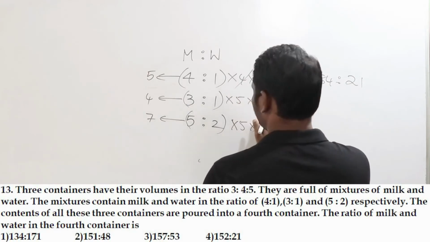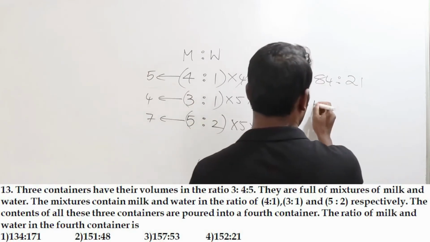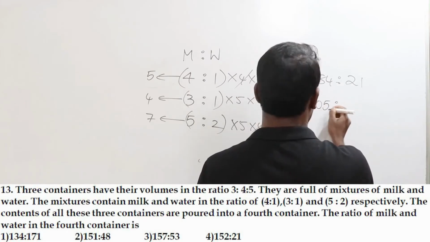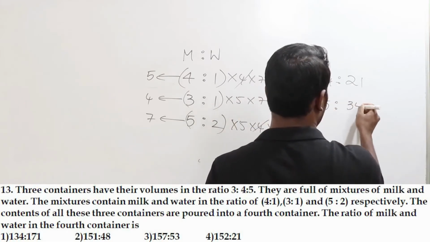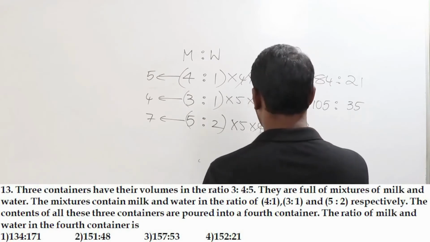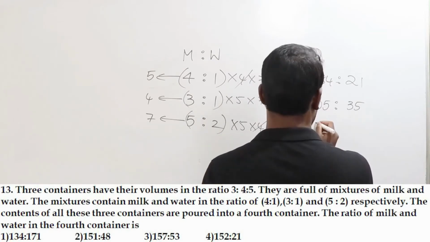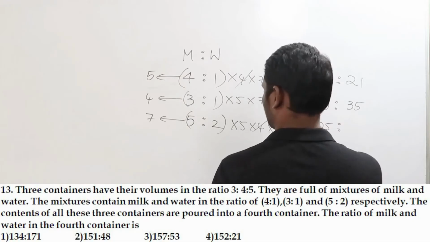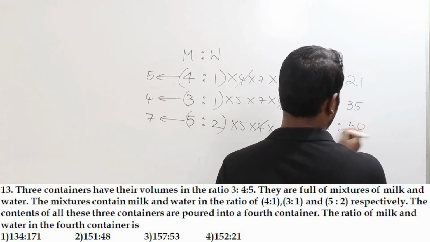Next one. 5 7 is 35. 35 3 times, this will be 105. 35 one time, this will be 35. Next, it is like 5 5 times 25. 25 5 times, this will be 125. 25 2 times, this will be 50.